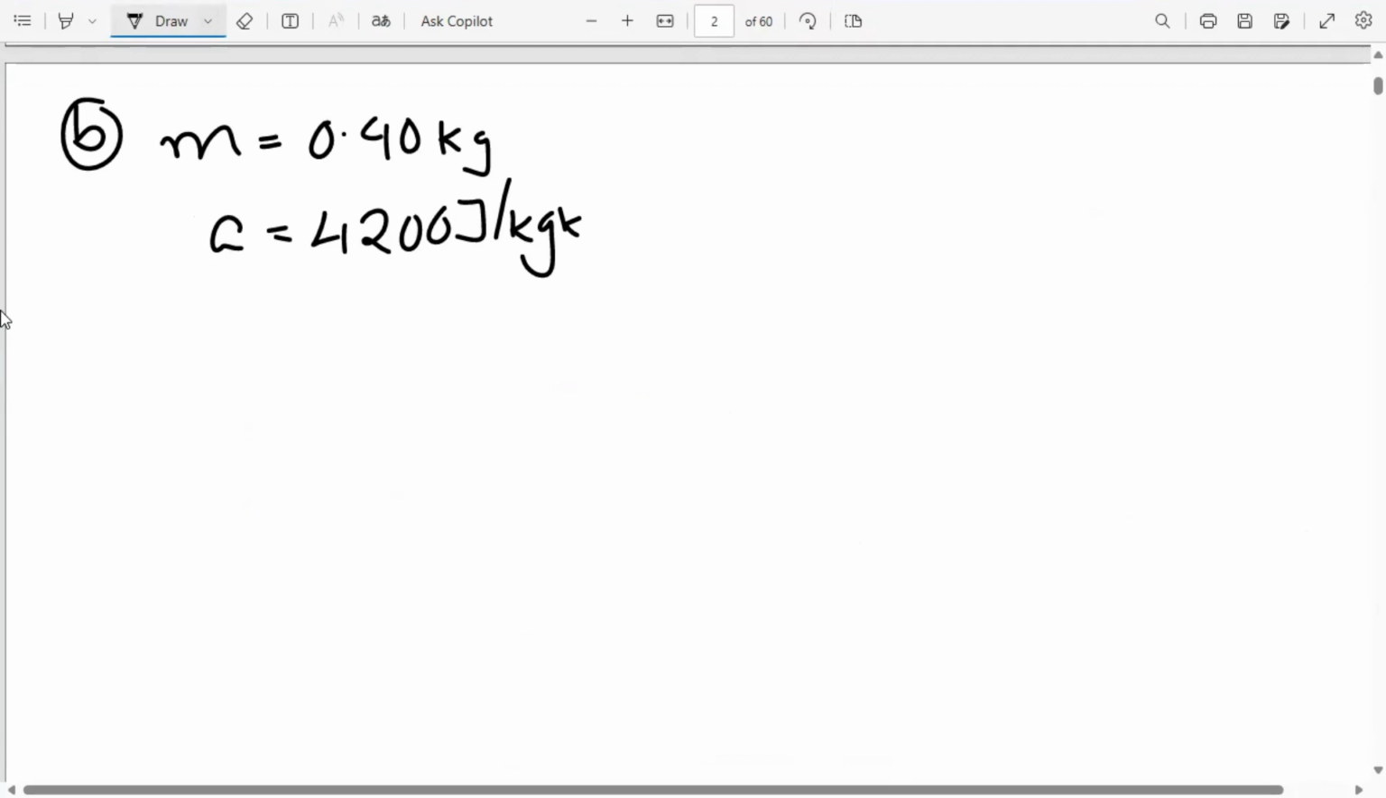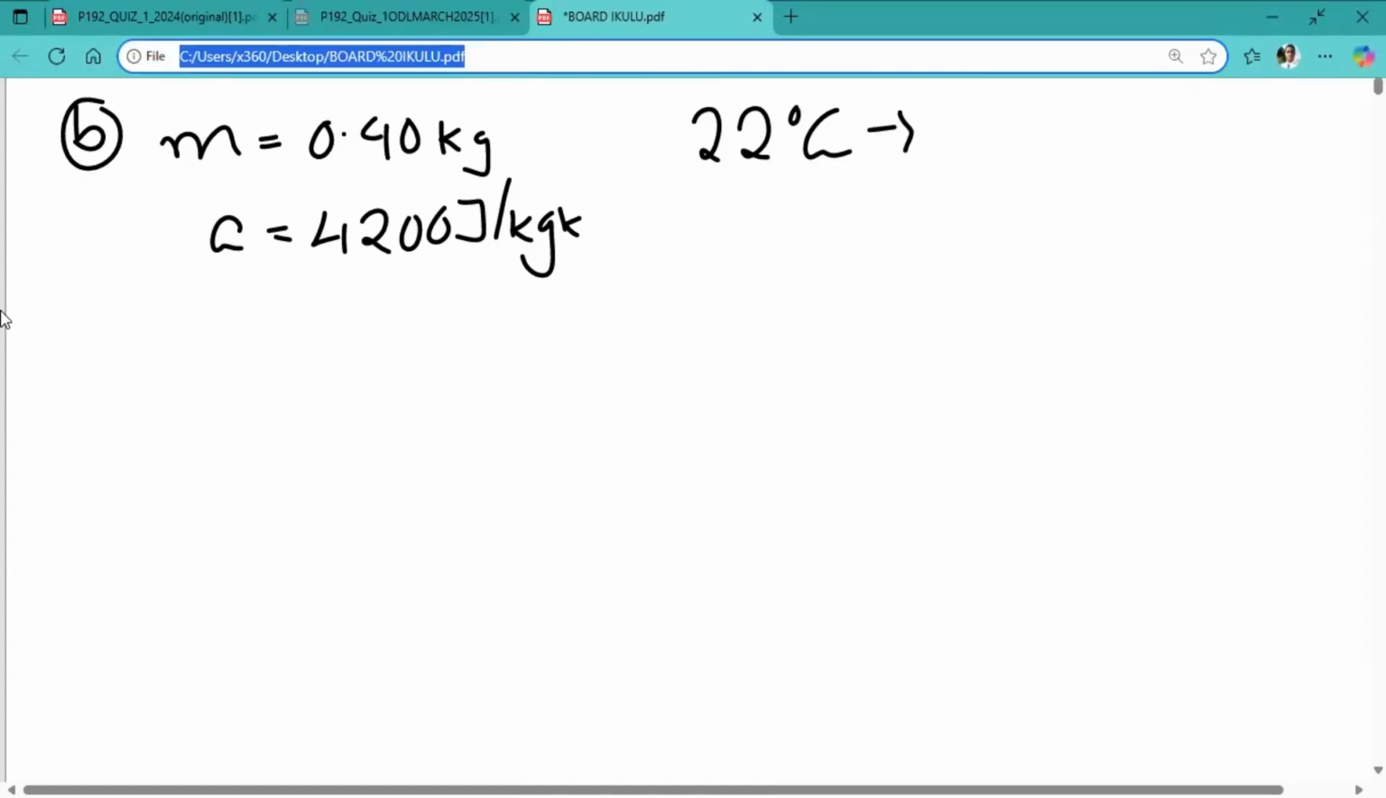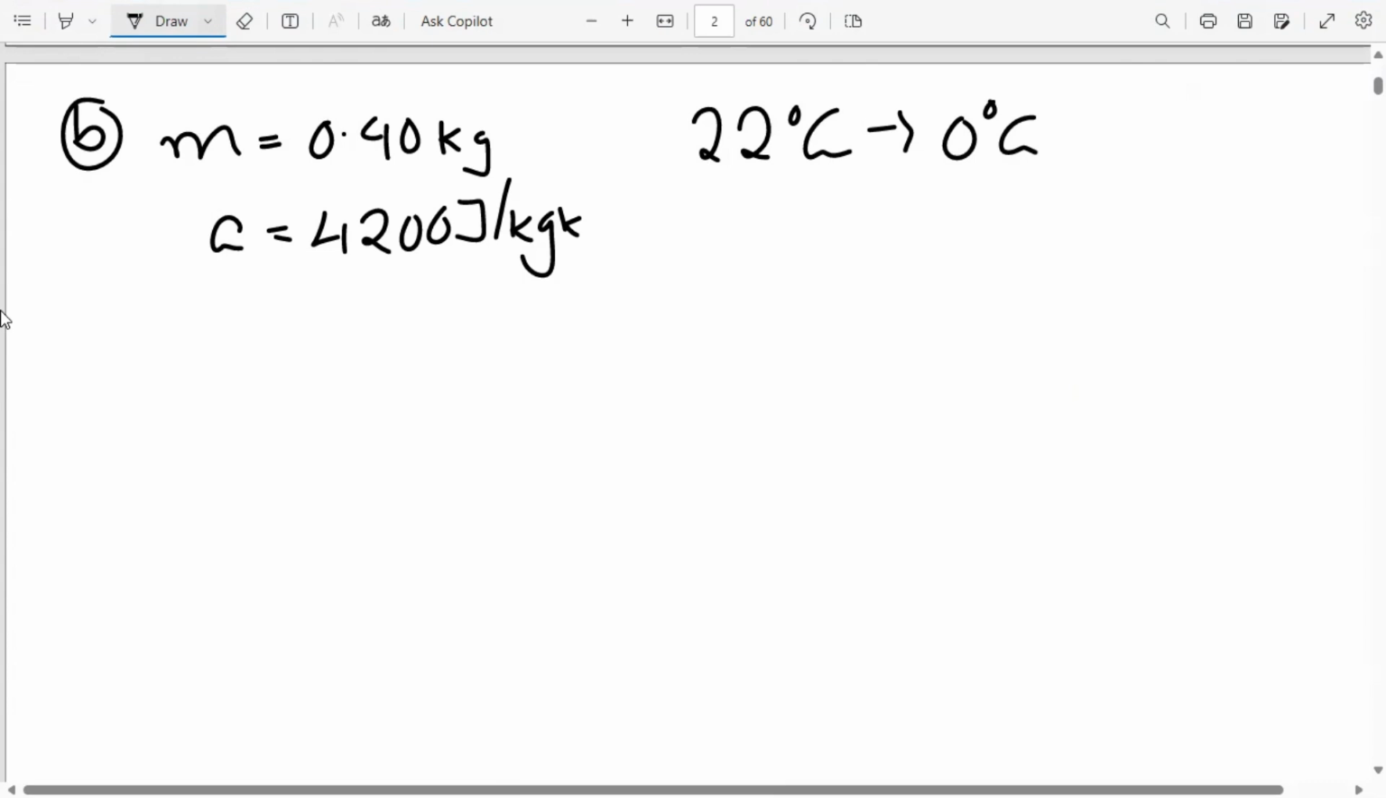Whether they give you kg degree Celsius or kg Kelvin, it's the same, because when we're looking at temperature scales, the change in temperature in degrees Celsius is the same as the change in temperature in Kelvin. So these units are not supposed to confuse you very much. Then we've been given the change in temperature, changing from 22 degrees Celsius to 0 degrees Celsius. They've also given us a time of 10 minutes. If I convert this into seconds, I'll multiply it by 60 to get 600 seconds.